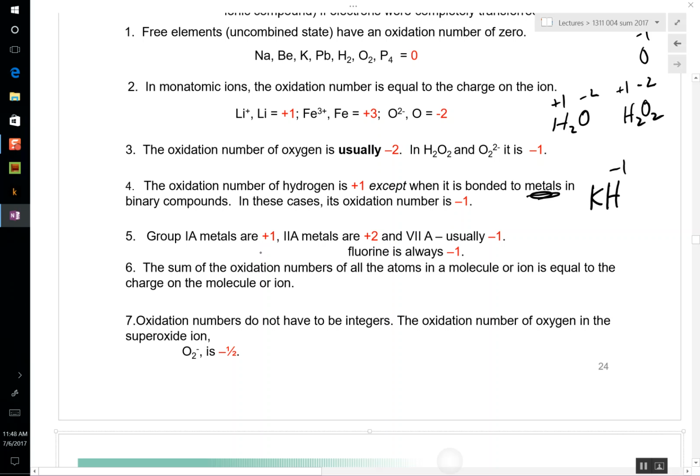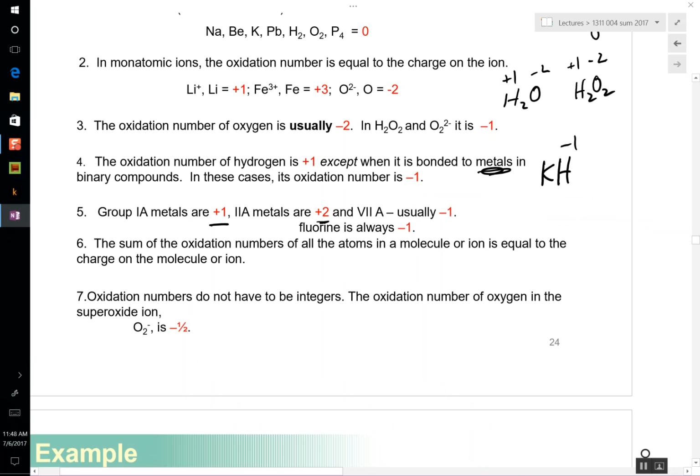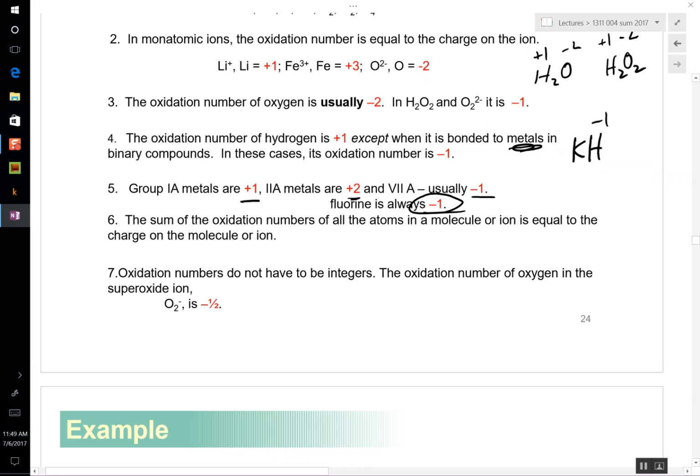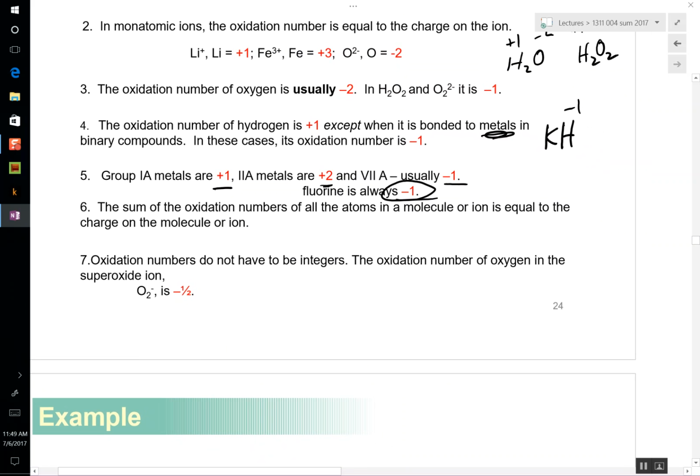Group 1A elements is +1. That's what you learned when we were putting compounds together. Group 2A, +2. 7A, -1. Fluorine is always -1. Number 6, the sum of the oxidation numbers of all the atoms in a molecule or ion is equal to the charge on the molecule or the ion.